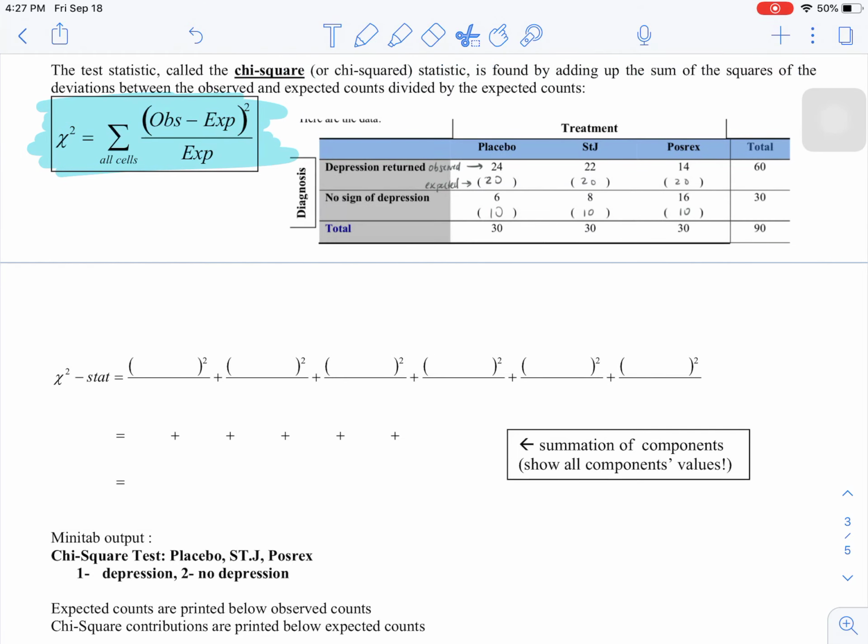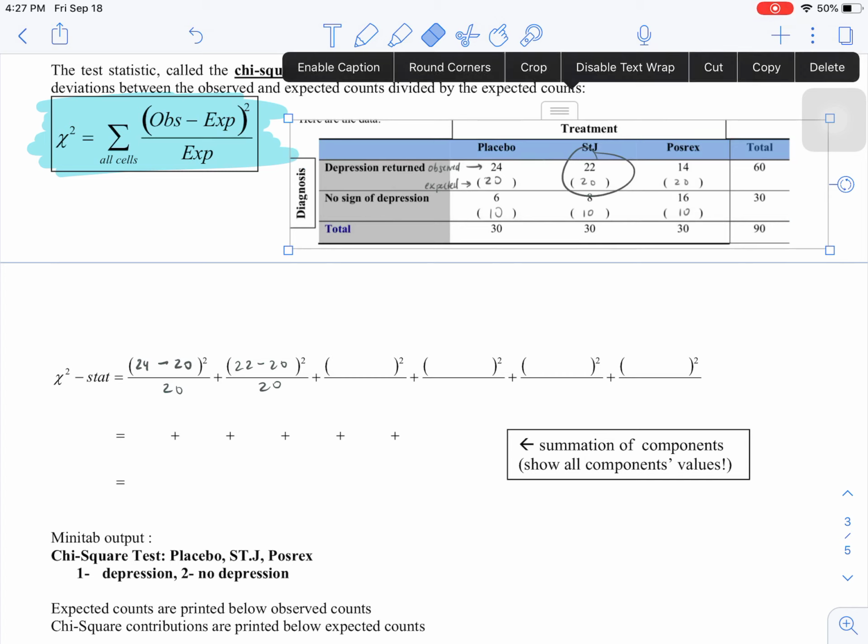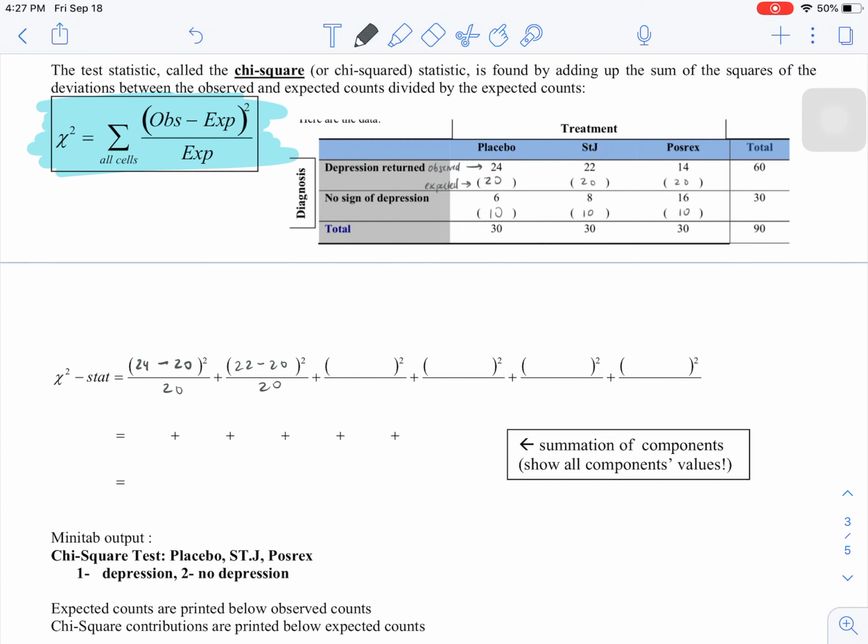All right. So for each cell, we're going to take the observed minus the expected, square it, and divide by the expected. So let's go cell by cell. For the first one, we'll take 24, subtract 20, square it, and divide by 20. Then for the second cell, 22 minus 20 over 20, squared in the numerator. And then I'll fill in for the rest of the cells.